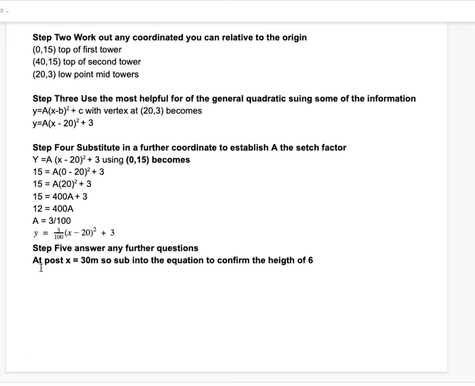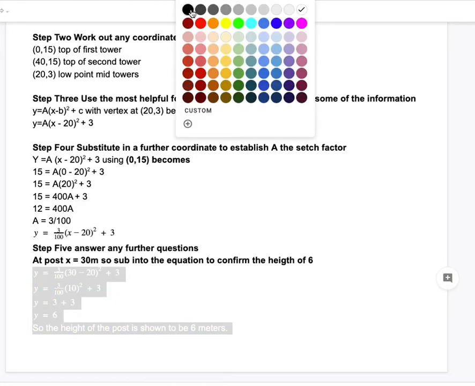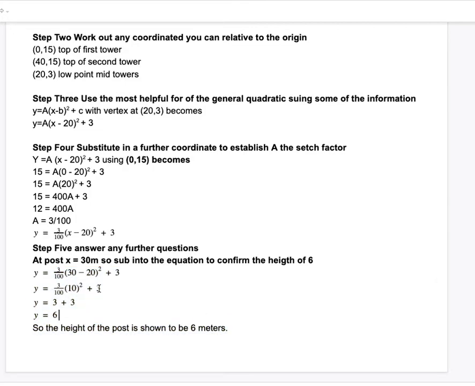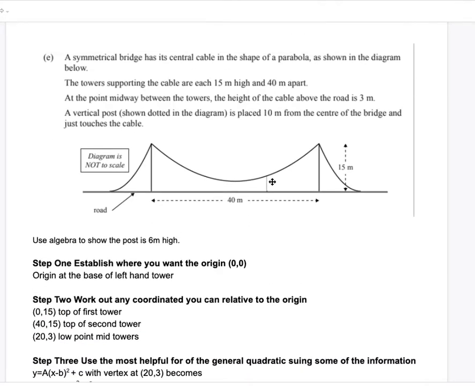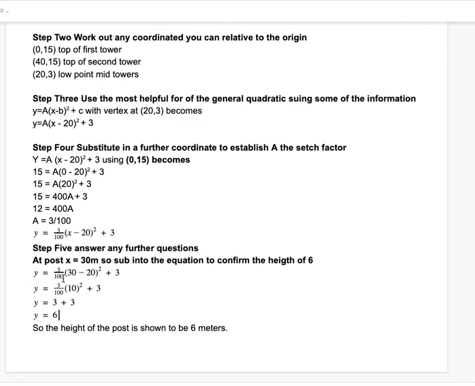And then I have to answer the question, much like the ones we were looking at last week. The final bit, which is important, is to go back to the question in context. So they're saying, show that the post is 6 metres high. I know the post is 30 metres across, I've been told that. And if I'm going to show something, I have to calculate it myself. I can't just sub it in. So I'm using the 30, which I've been told, in my equation that I've developed, and I get y equals 6. So the height of the post is shown to be 6 metres.